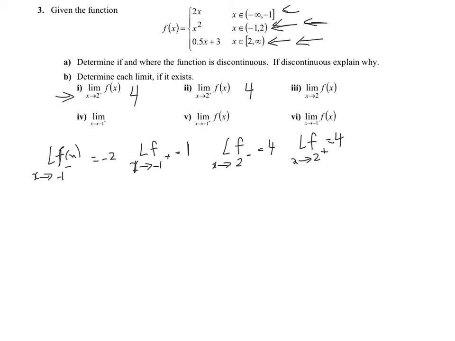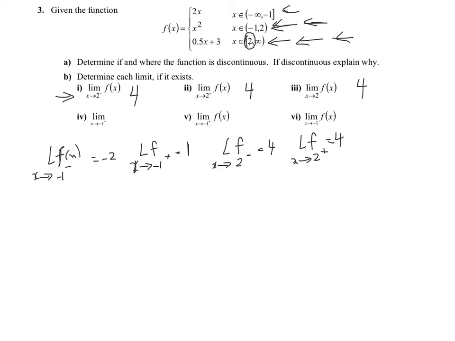Now, the limit of the function when x goes to 2 is going to be using this formula, because here it says x is equal to 2 in the limit. So 2 times 0.5 again is 1 plus 3 is 4.